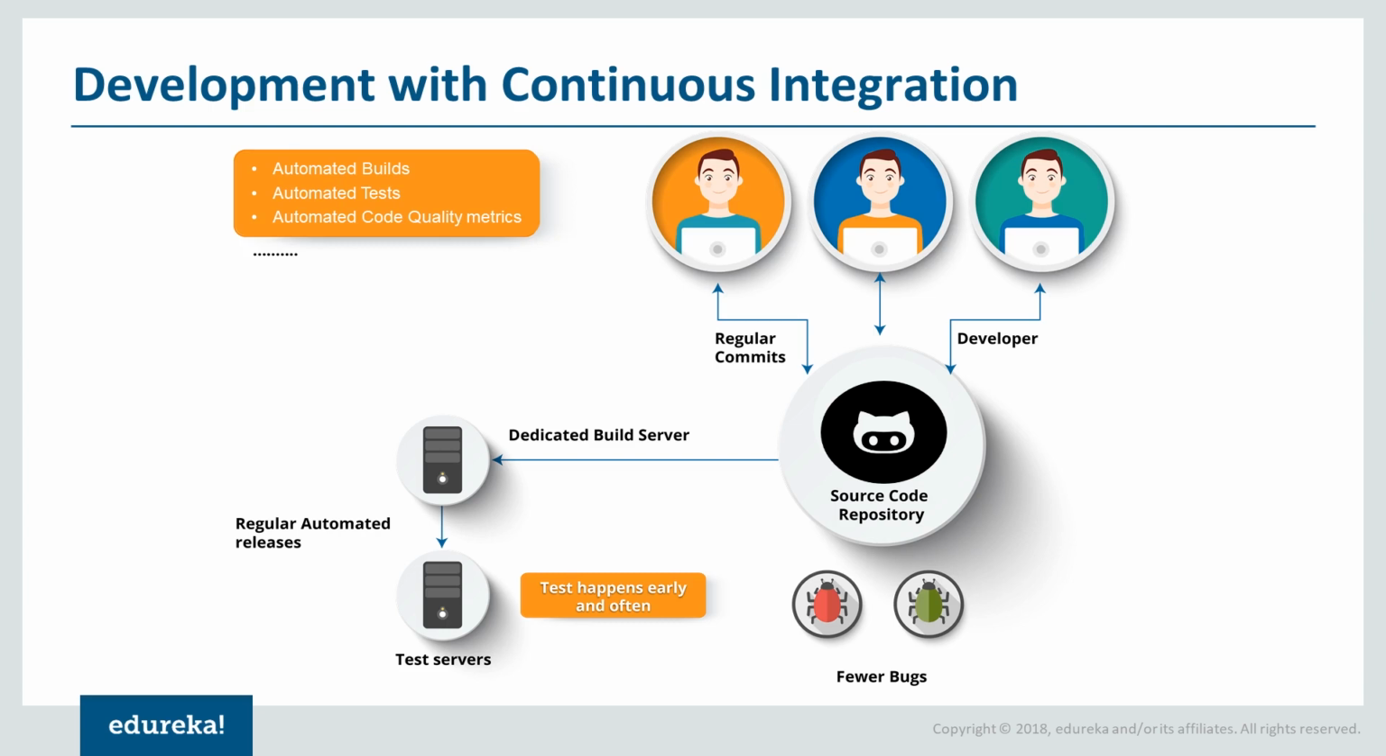Very neat and tidy picture here. So you have developers committing their code on a very regular basis into the source code repository. Now the black cat logo is from GitHub. So Git and GitHub are two of the most popular SCM tools out there. Once the developers push their code into the source code repository, from there you have dedicated build servers.